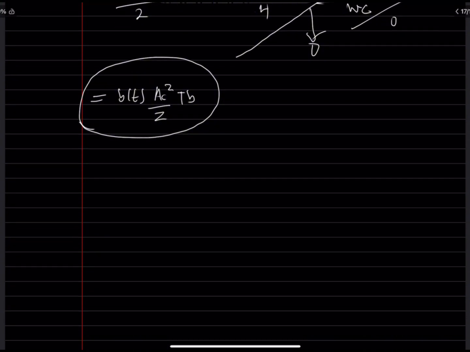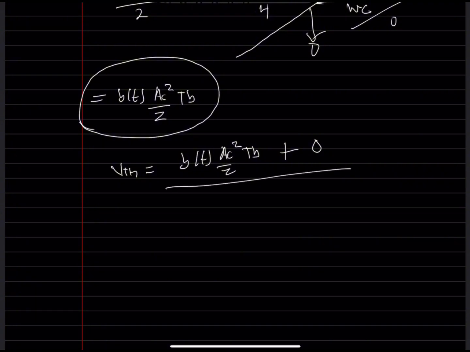So if we want the v threshold, what we need to do is add both expressions for binary 1 and binary 0. For the binary 1 that we did here, our expression is b of t ac squared over 2 tb. But our expression for binary 0 is 0, so we didn't do such analysis for it. When you are done, you find the average divided by 2, and therefore you are going to get ac squared over 4 tb as your threshold.